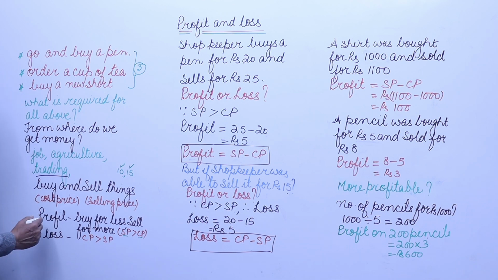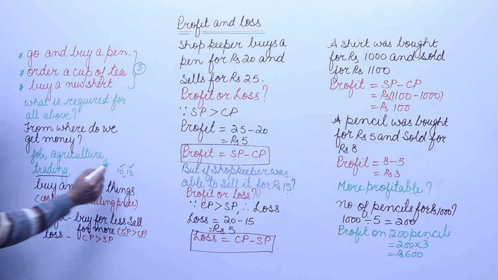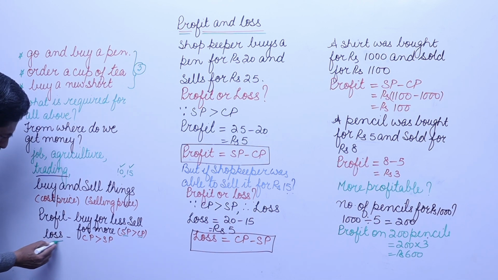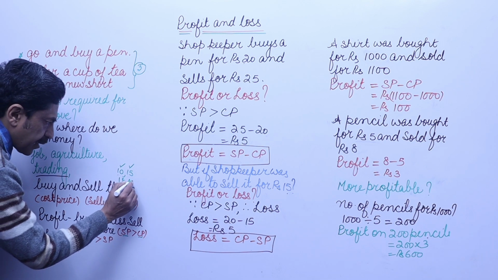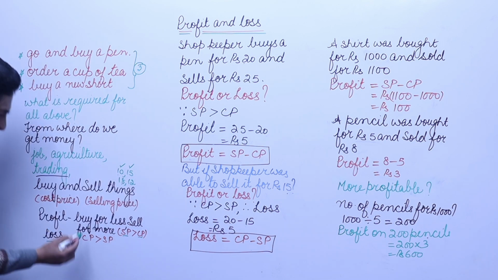Now profit is when things are bought for less and sold for more. For example, bought for rupees 10, sold for rupees 50. But a shopkeeper cannot always sell for more. Sometimes the situation can be such that he has to sell for less. In those cases, we say the shopkeeper suffered a loss. For example, a shopkeeper bought for rupees 18, sold for rupees 12. In this case, CP is greater than SP.